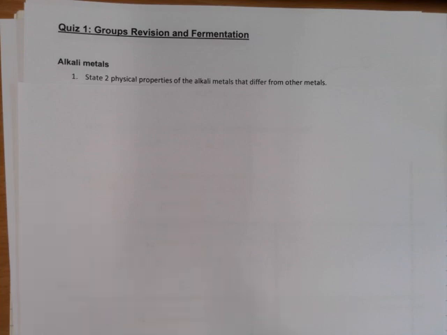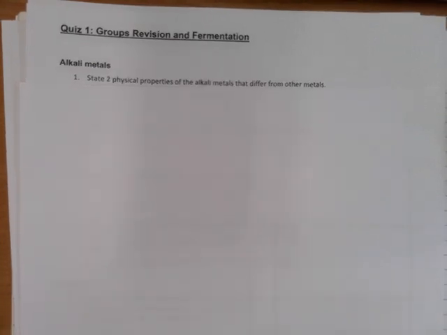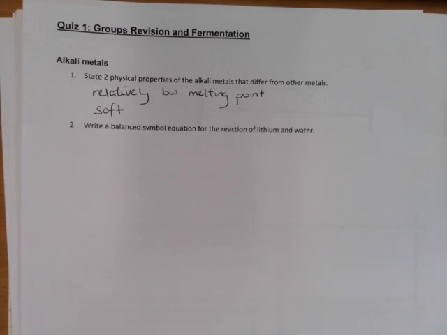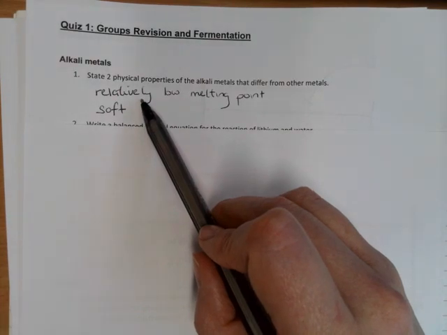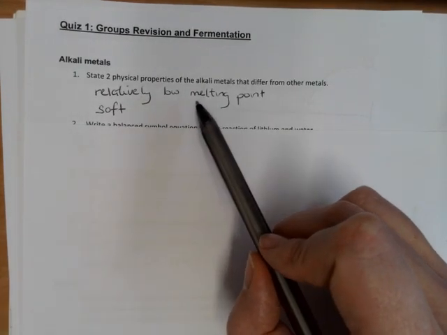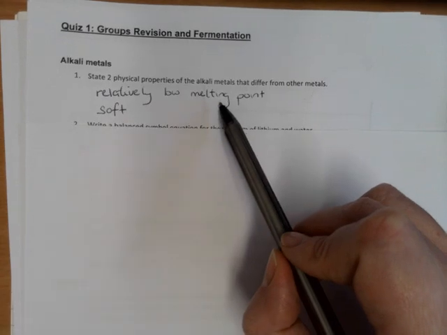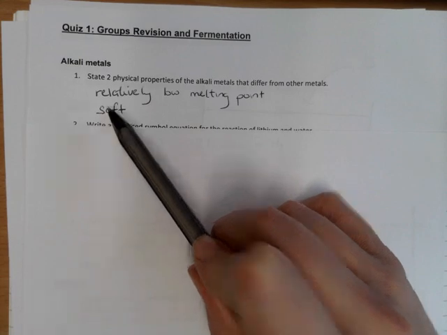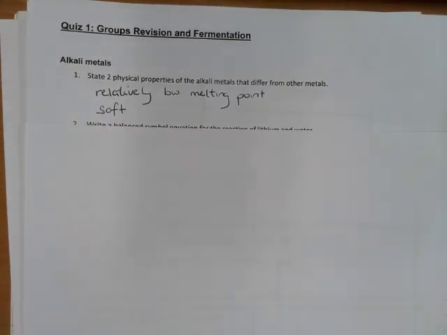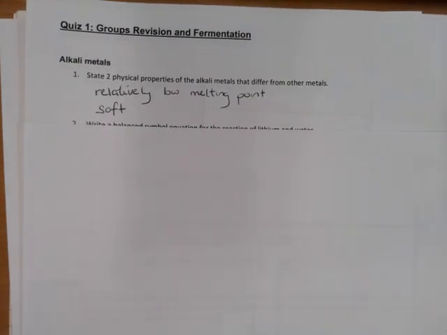You need to know their physical and chemical properties, and a question they love to ask is the physical properties that are unique to the group 1 metals, and that will be a relatively low melting point and the fact that they're soft. If you don't have the word relatively, you don't have the mark. You can't say their melting points are low, but you can say that they're low compared to other metals. Also, the fact that they're soft enough to cut with a knife, that's a unique property of an alkali metal. The other metals don't have that.